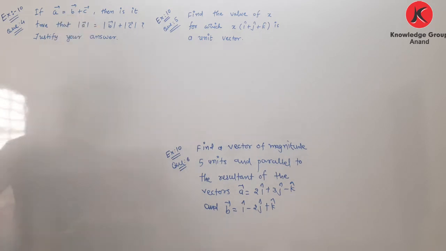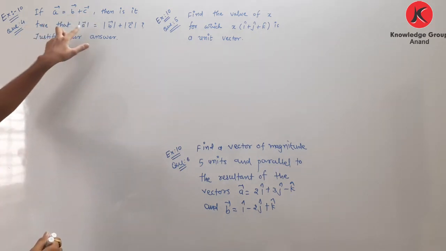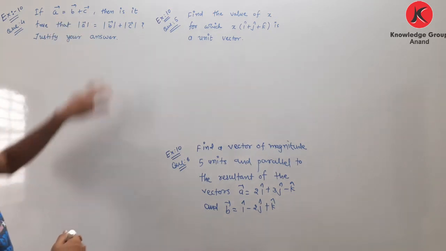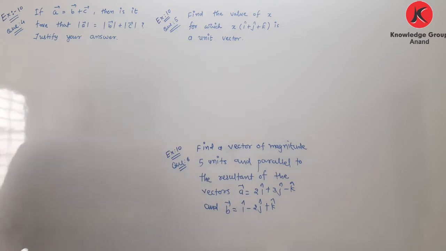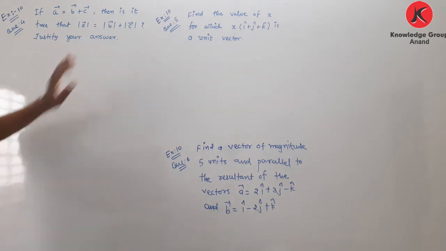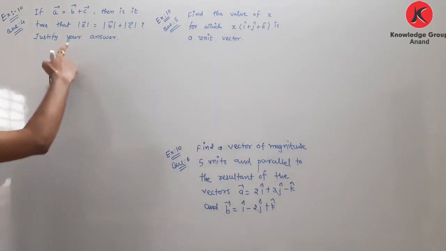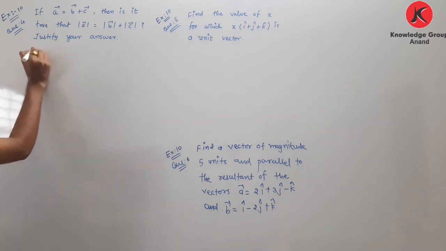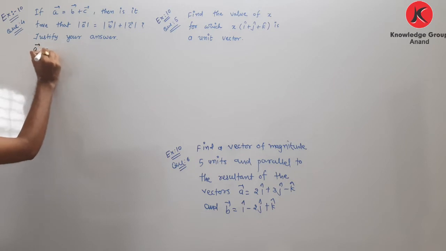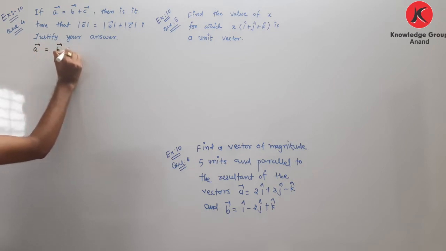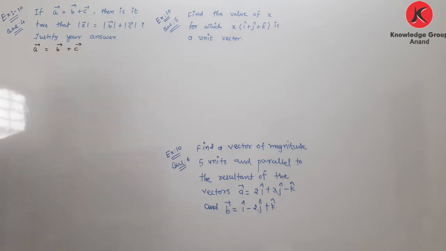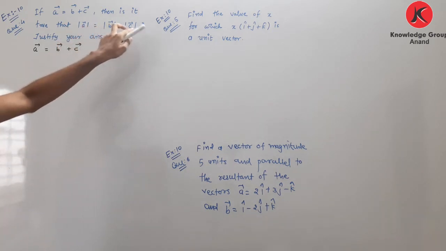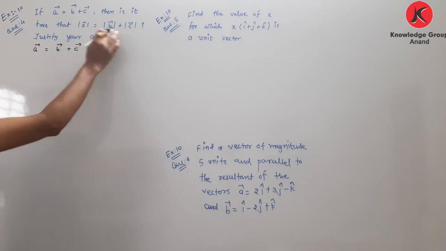Now see here, exercise 10 question number 4 is that if vector A equals vector B plus C, then is it true that modulus of vector A equals modulus of vector B plus modulus of vector C? Justify your answer. Okay, we have to justify the answer. Now see here, it is given that vector A is equal to vector B plus vector C. Now we have to take the modulus and check the result for the modulus also.